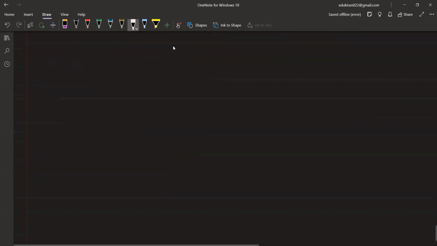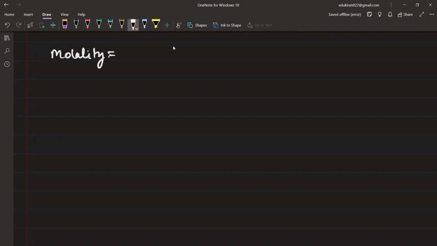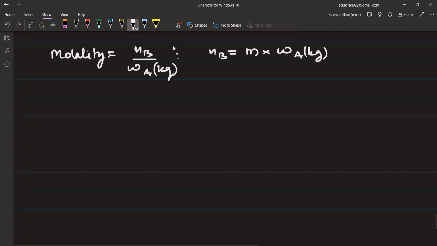That is for molarity. If you have molality, so molality is equal to what? It is equal to the number of moles of solute divided by the mass of solvent in kg. So here the number of moles will be equal to the molality, that is small m, times the mass of solvent in terms of kg. Write another question.